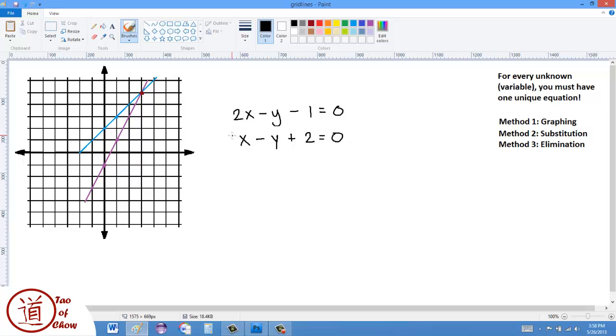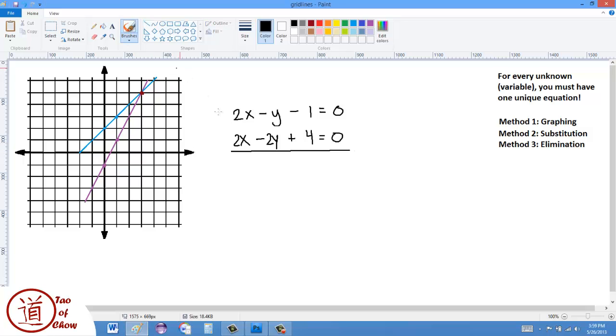So this would become a 2x, and then this would become a 2y, and this would become a 4. And then 0 times 2 is still 0. Then I just do the same thing.